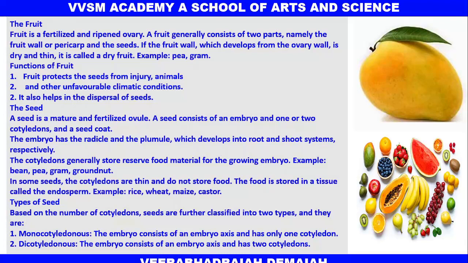A seed is a mature and fertilized ovule. A seed consists of an embryo with one or two cotyledons and a seed coat. So, my dear friends, types of seed: monocotyledons and dicotyledons.